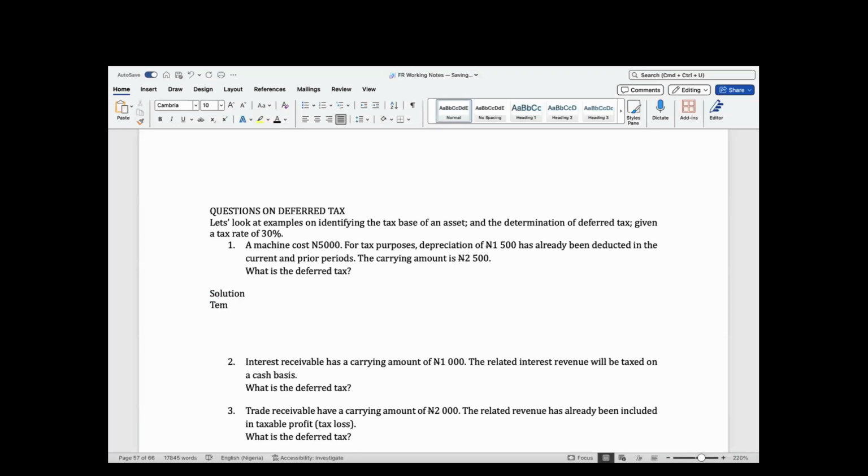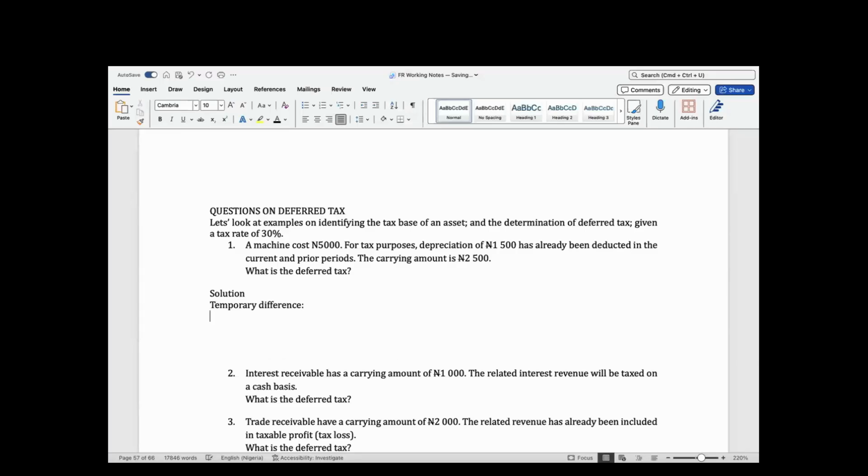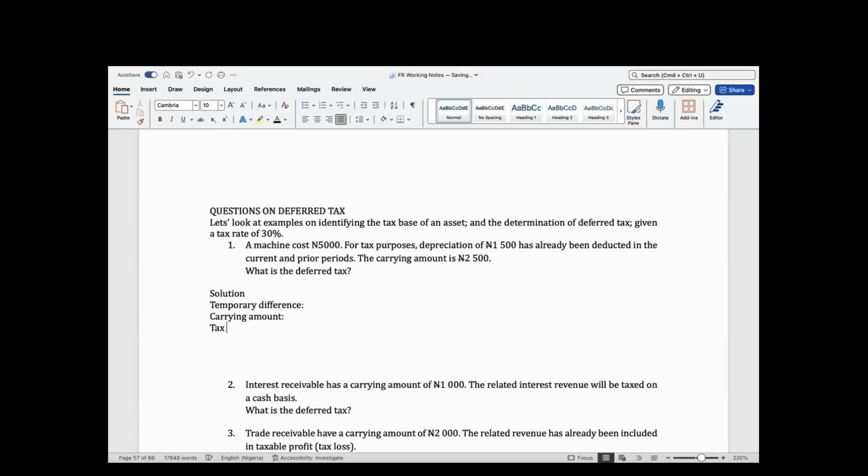So at any point in time, when we want to determine deferred tax, the first thing we do is to ascertain our temporary difference. That's what gives rise to deferred tax. Temporary difference is usually the difference between carrying amount, which is what we have in our books, and tax base, which is what the taxman captures. So for a situation like this, the difference is arising between capital allowance and depreciation.